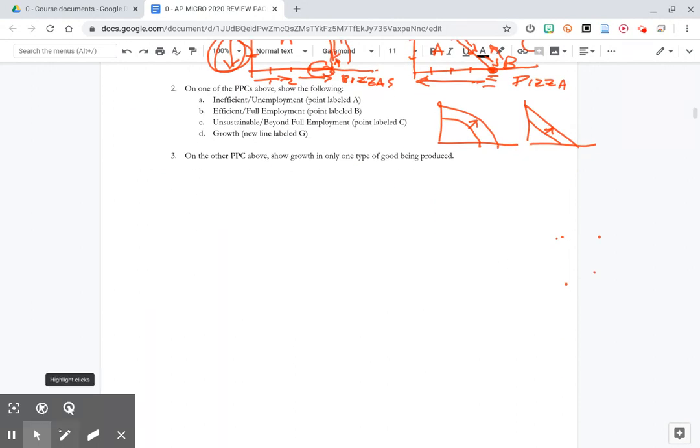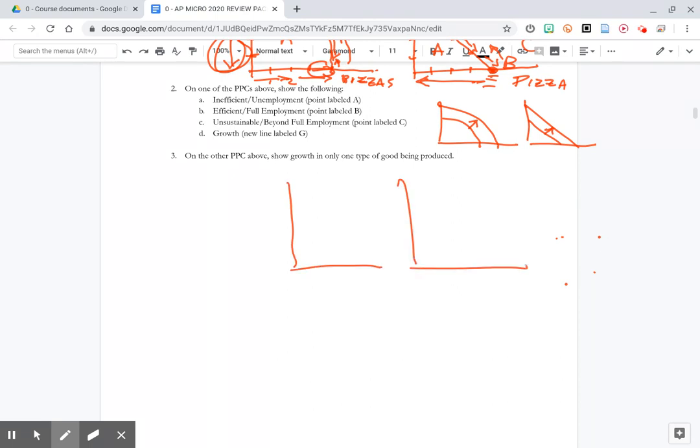Now, we're going to do one last thing at the bottom of this page, and that's to show what would growth look like if it only affected one type of good. So if, for example, and I'm going to draw both, right? It says on the other PPC above, but that's really messy up there. Imagine if basically you got better at pizza, but not at robots. Well, this curve just kind of shifts out like that. And this part stays the same.